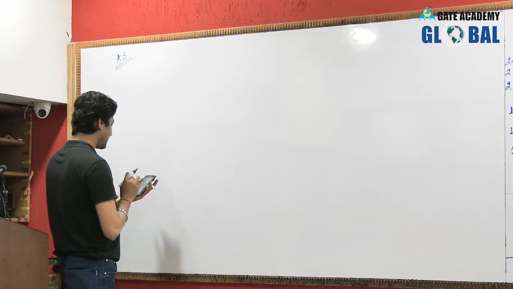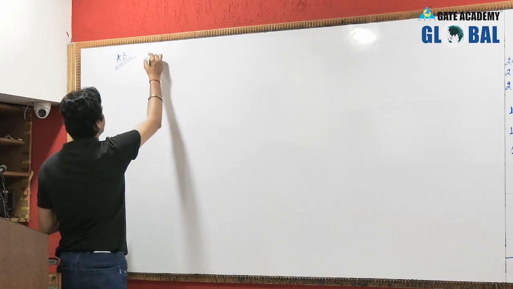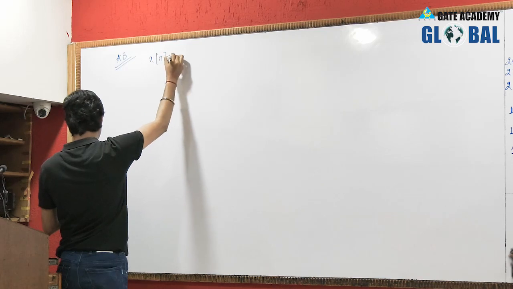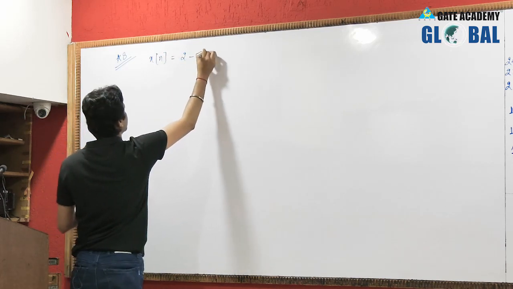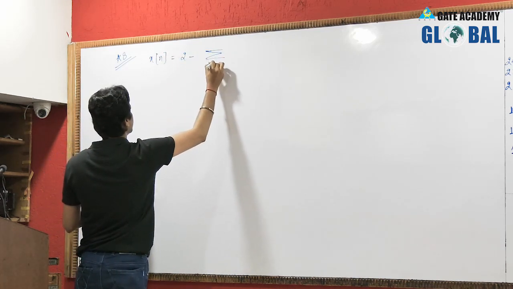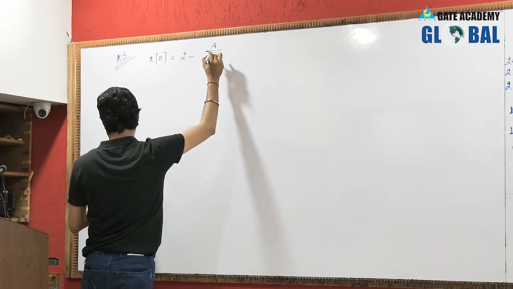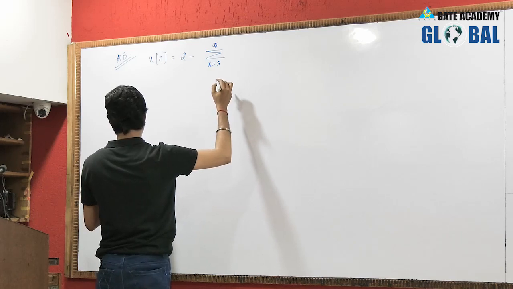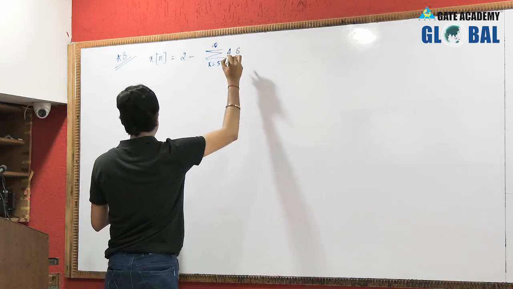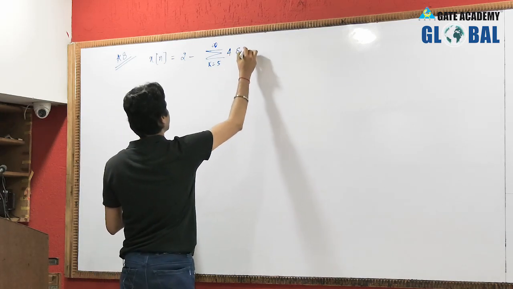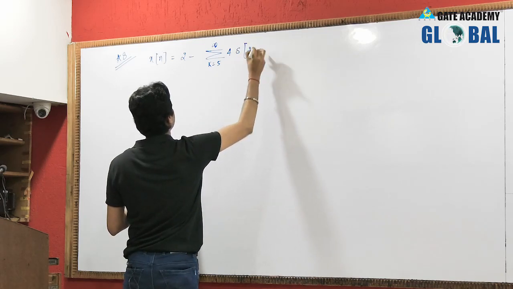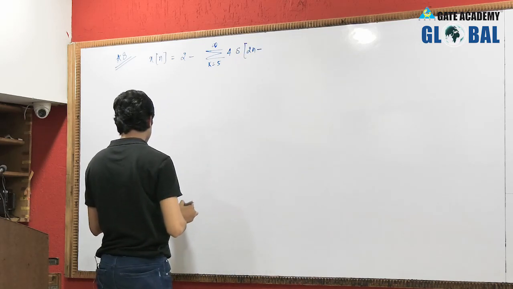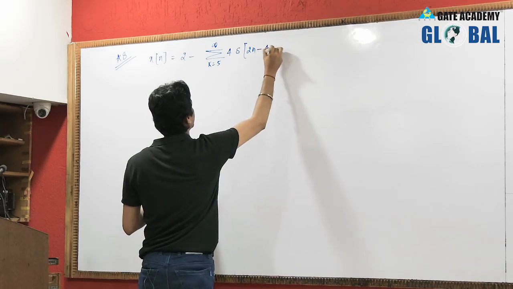We have been given a discrete time signal x of n. We have given the signal x of n, that is 2 minus summation from k equals 5 to infinity, yes, it is 5 to infinity, of 4 times delta of 2n minus 4 minus 2k.